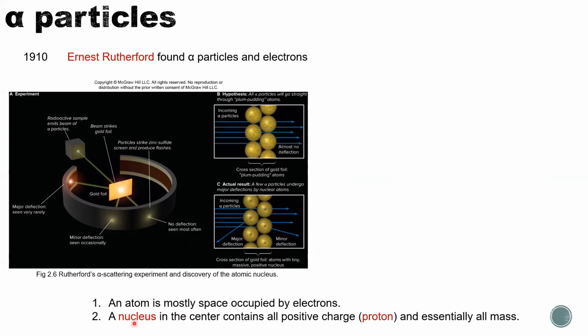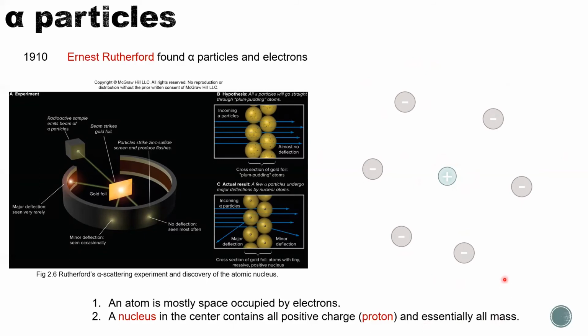Also, he found a nucleus in the center that contains all the positive charge, and he named that the proton, and essentially all the mass. So what he says is a model like this: in the center of the atom are protons, and almost all of the mass of an atom is here in the center. Electrons are around it, but they occupy a lot of space.